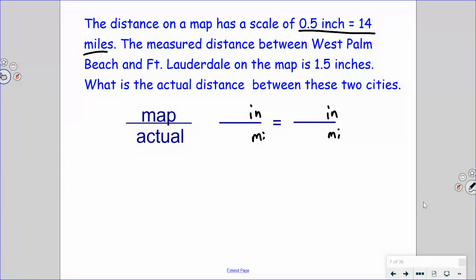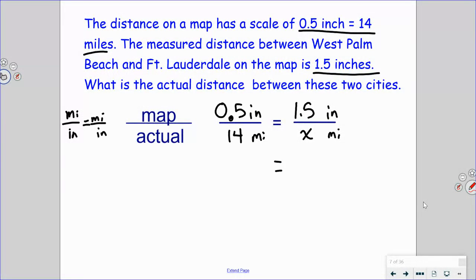Now, that doesn't mean you couldn't change it up. You could do a relationship of miles to inches. If you recall, we talked about that in the last lesson, as long as you are consistent. But in this case, I'm going to go ahead and use inches to miles. We know that a half inch is supposed to be equivalent to 14 miles in real life. If you look at the map, it's 1.5 inches. And so the question is, how many miles?